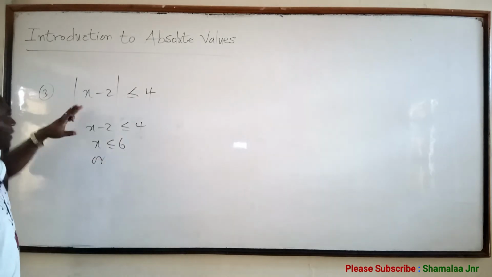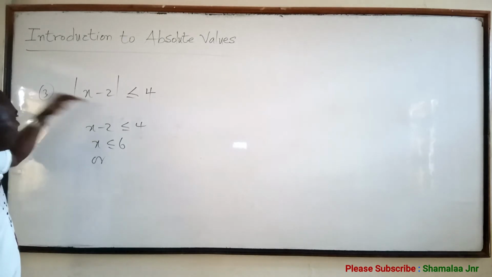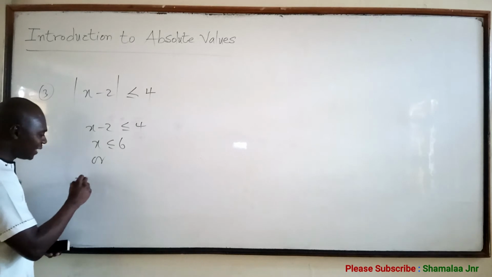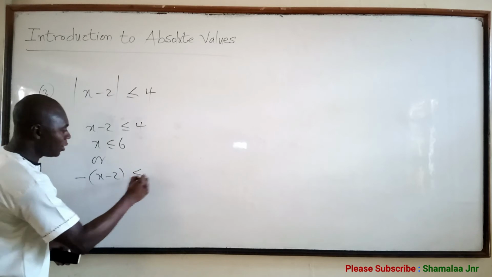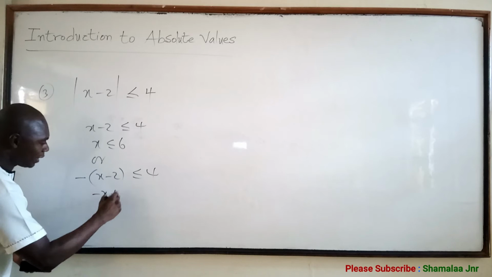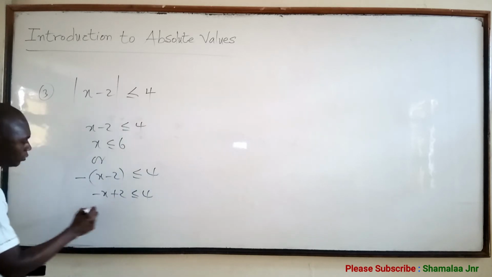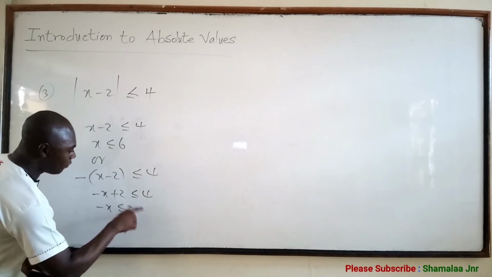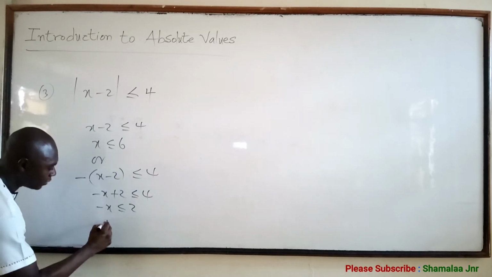Or, in a situation whereby x minus 2 is negative, to get the absolute value, you have to negate it. So in that case, the absolute value will be negative of the whole of this, x minus 2. And this is less than or equal to 4. Now, if you expand this, it's going to be negative x plus 2, negative 1 times negative 2, positive 2, less than or equal to 4. So this one will be negative x less than or equal to, these two go there and subtract, that is 4 minus 2, that is 2. Now let's divide through by negative 1, that will make this one x.